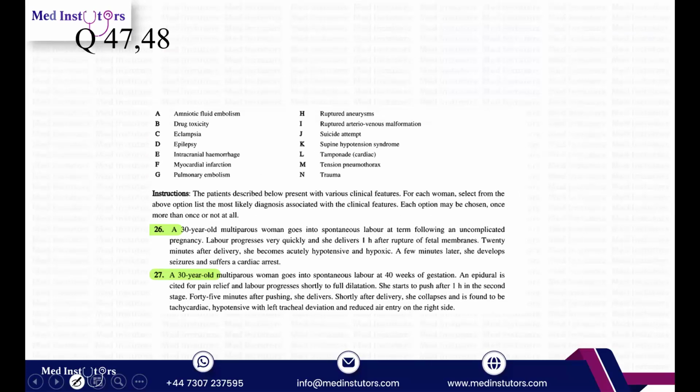Again, easy questions. I know we'll be able to answer this properly. Amazing, all of you are right. It's amniotic fluid embolism. Okay, it's a textbook description of amniotic fluid embolism. So that is A.